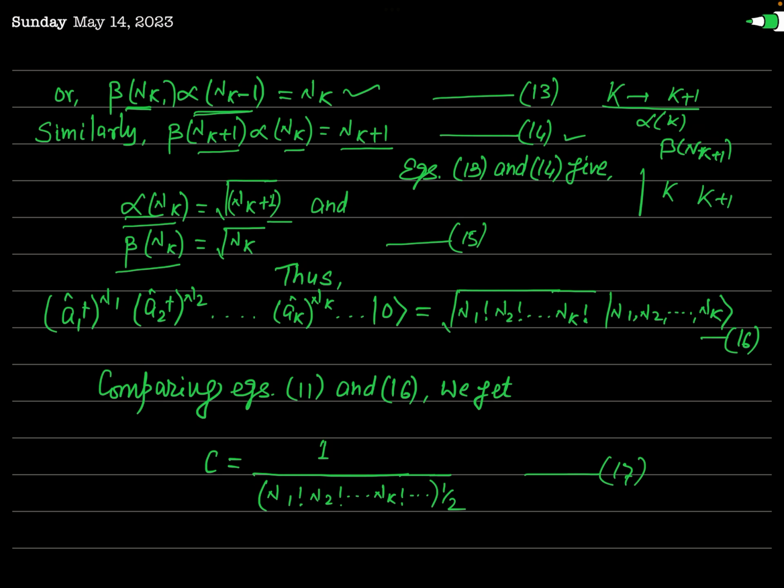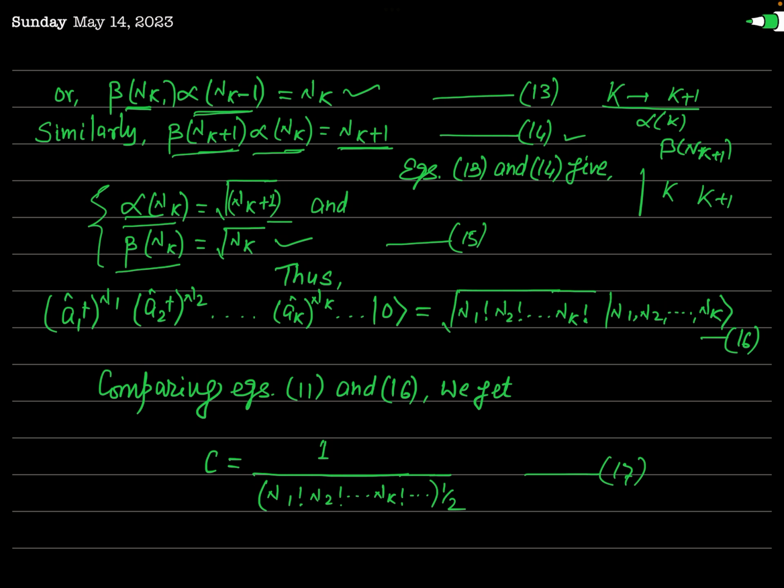And when we replace k by k minus 1, then here it will be beta nk, and alpha nk will be alpha nk minus 1, and nk plus 1 will be nk, okay? And so from here you can find that alpha nk will be equal to root over nk, beta nk will be root over nk. So in this way you can see we have obtained the values of alpha nk and beta nk, okay?